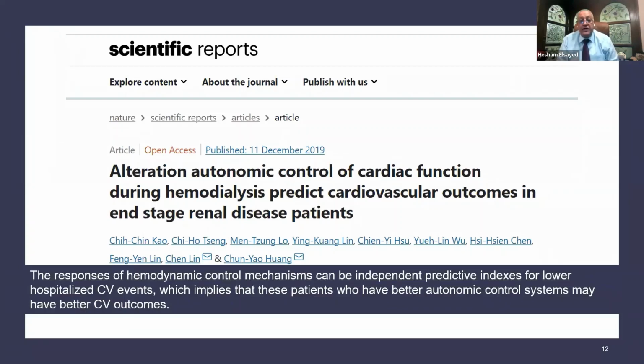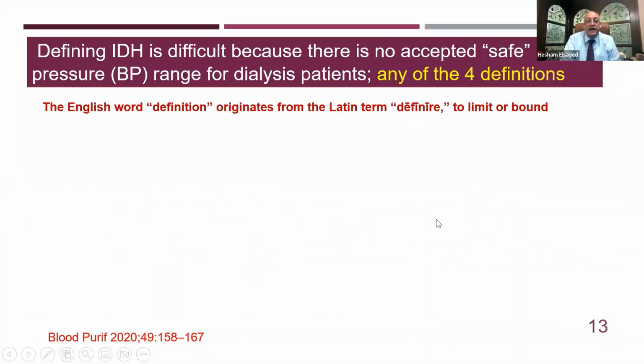The response of hemodynamic control mechanisms can be independently predictive indexes for lower hospitalized cardiovascular events, which implies that patients who have better autonomic control may have better cardiovascular outcomes, probably due to cardiac compensation during dialysis.